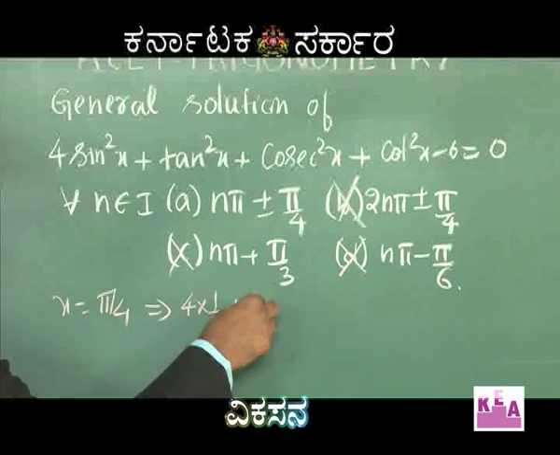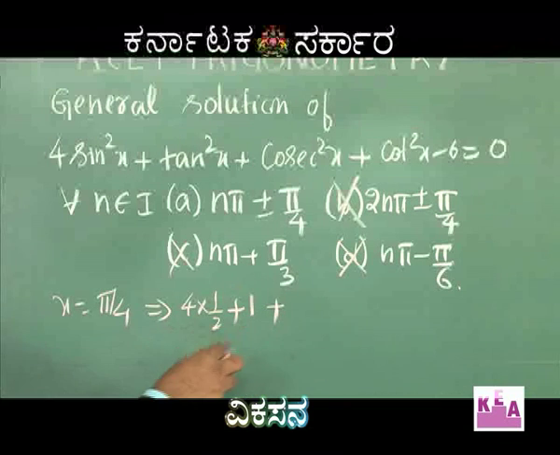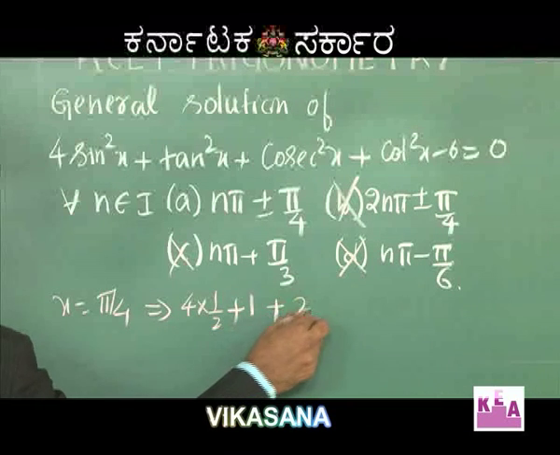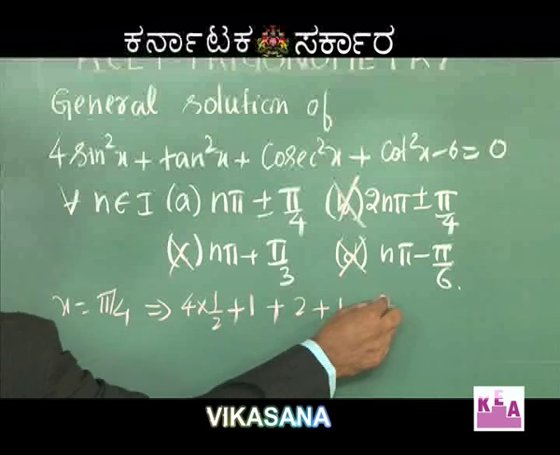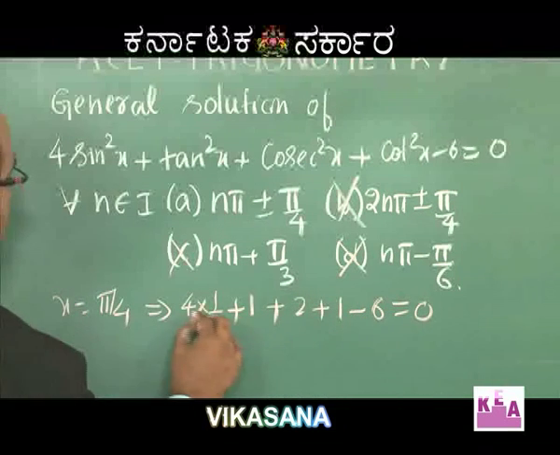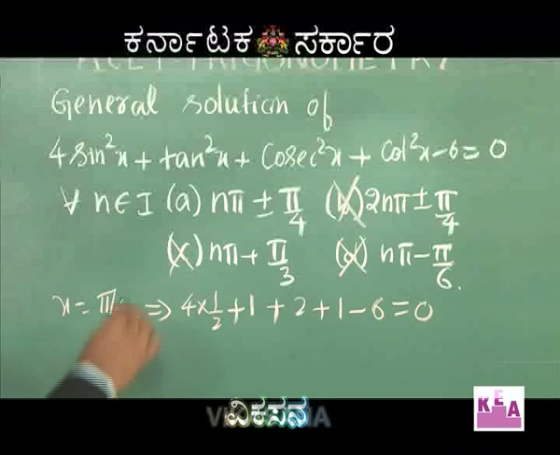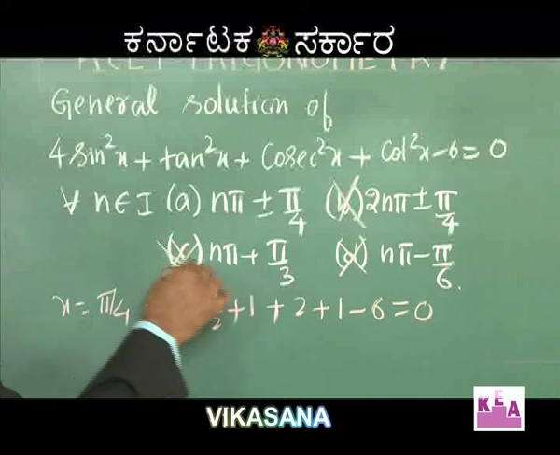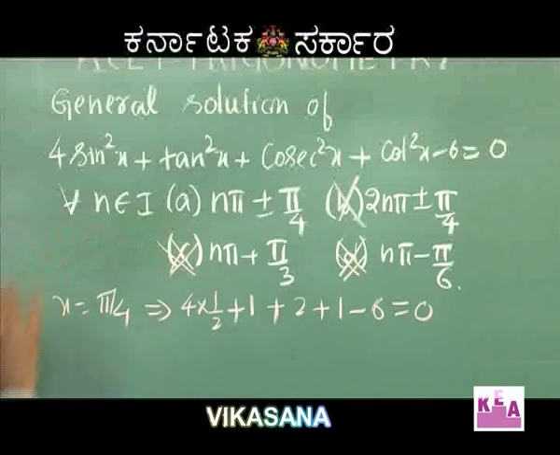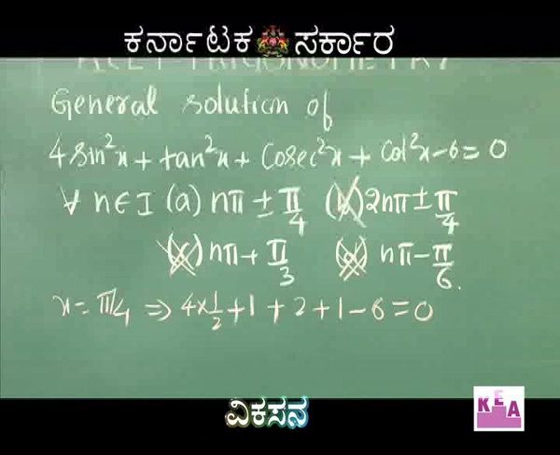Plus tan square x is 1. Plus cosecant square x is root 2 whole square, that is equal to 2. Cot square x is 1. Minus 6, of course this is equal to 0. This is 2 plus 1 is 3, plus 2 is 5, plus 1 is 6, minus 6 is equal to 0. Yes, that means to say we are correct. Option C is not correct. Option D is also not correct. Now we have to decide whether option A is correct or B is correct.